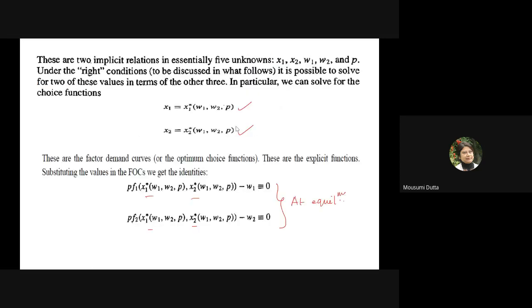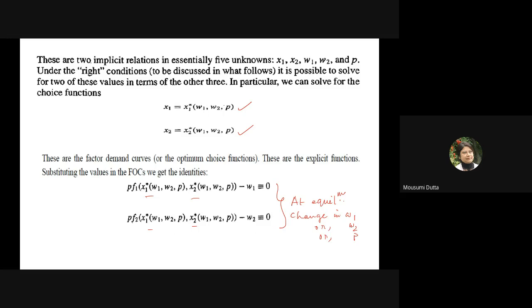Now, differentiating the above equation with respect to W1 and applying the chain rule, we can write, in the next step, as I mentioned, when we are getting the values at equilibrium, in the next step, we can consider a change in W1 or W2 or P, and can measure the comparative statics. If I change W1, what will happen to this equation?